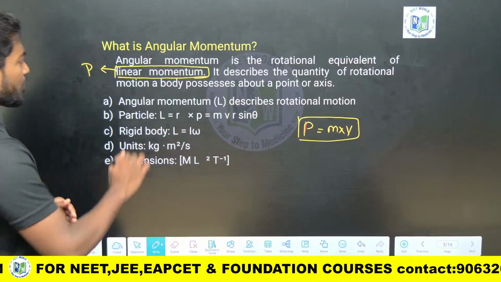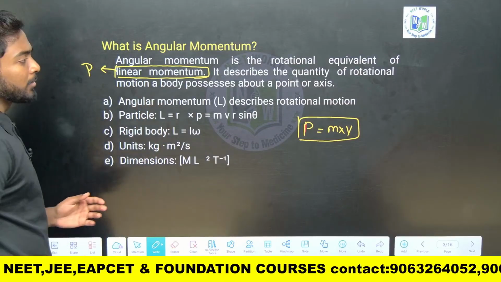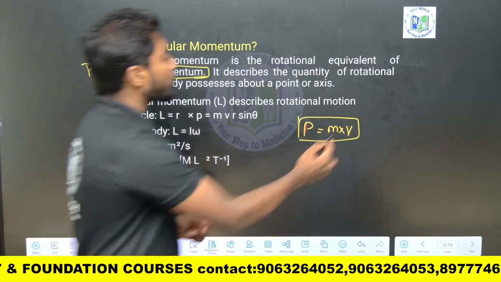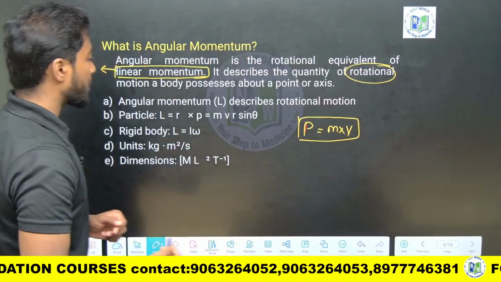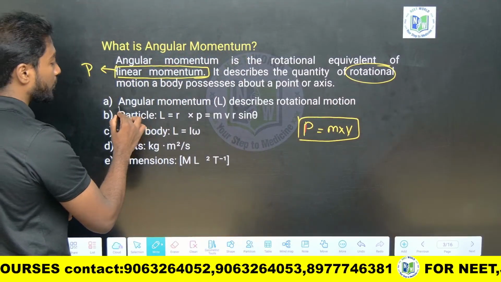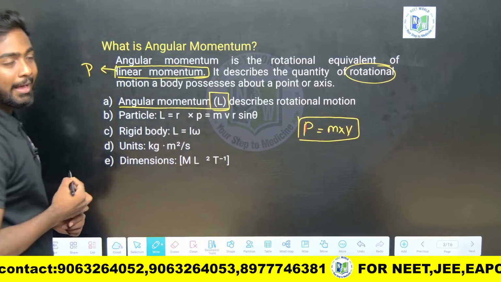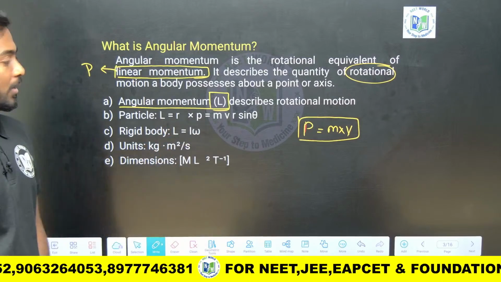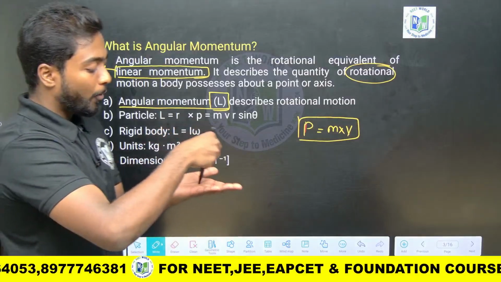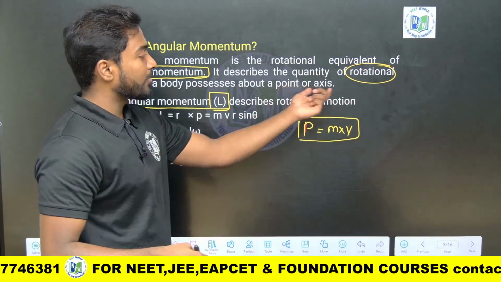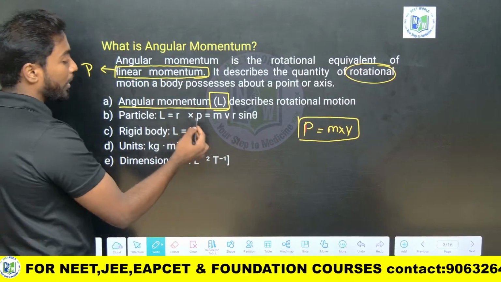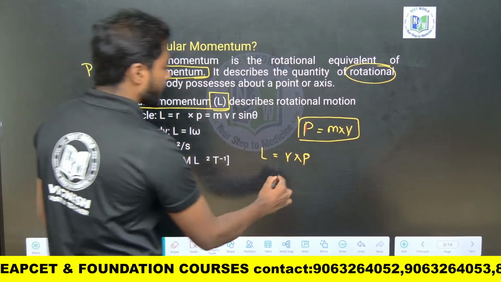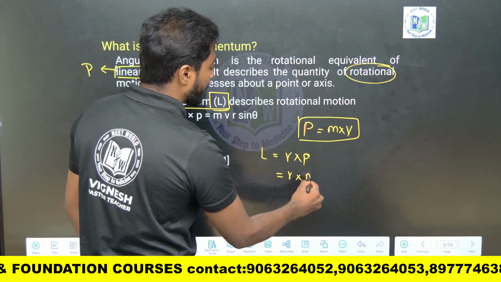When we talk about linear momentum, we see it in one dimension, but angular momentum is due to rotation. Now we will see how we denote that. It is denoted by the letter L. L is nothing but r cross p, about a point or axis, where p is nothing but mass into velocity.